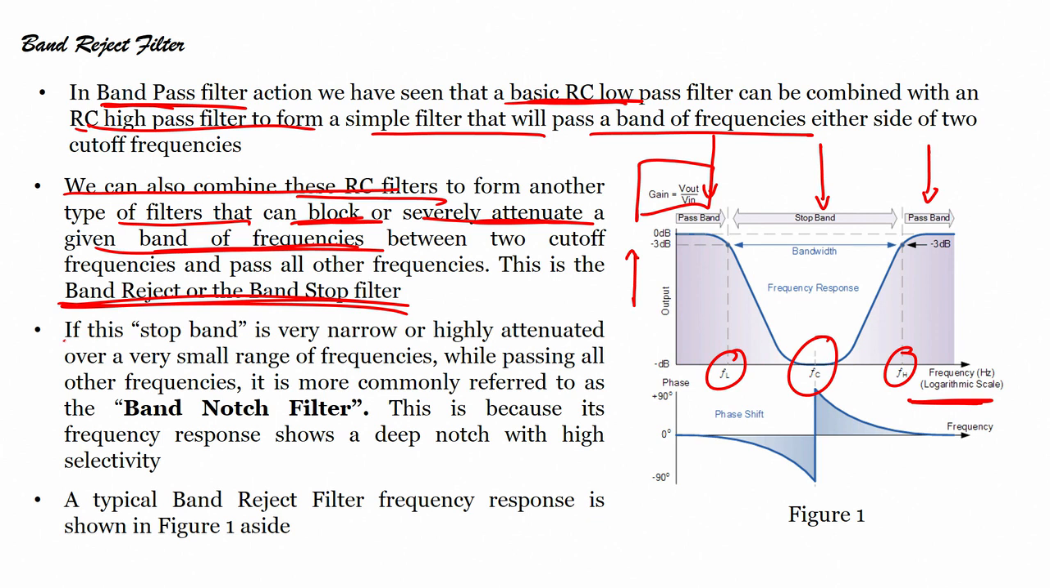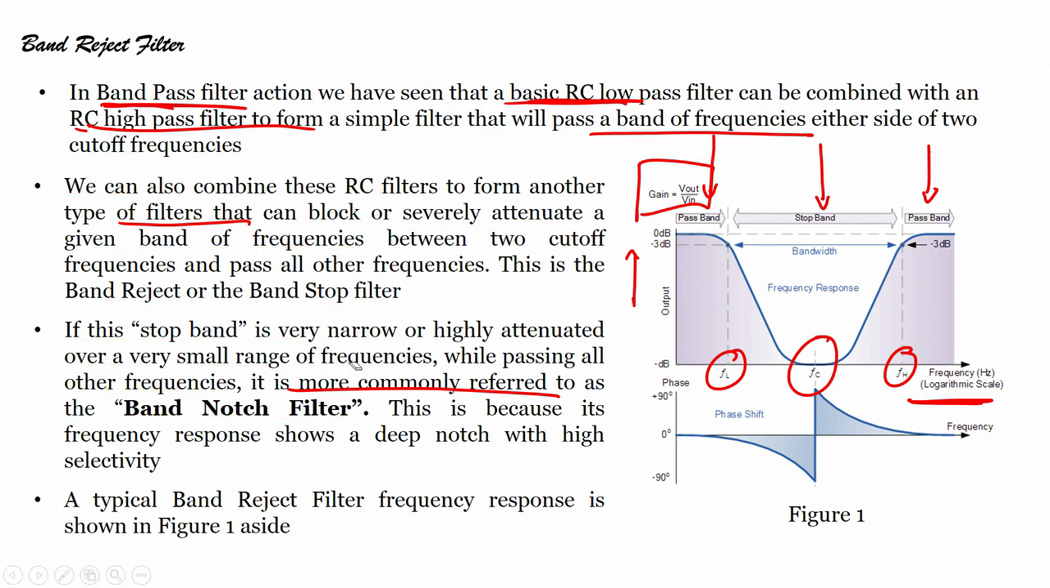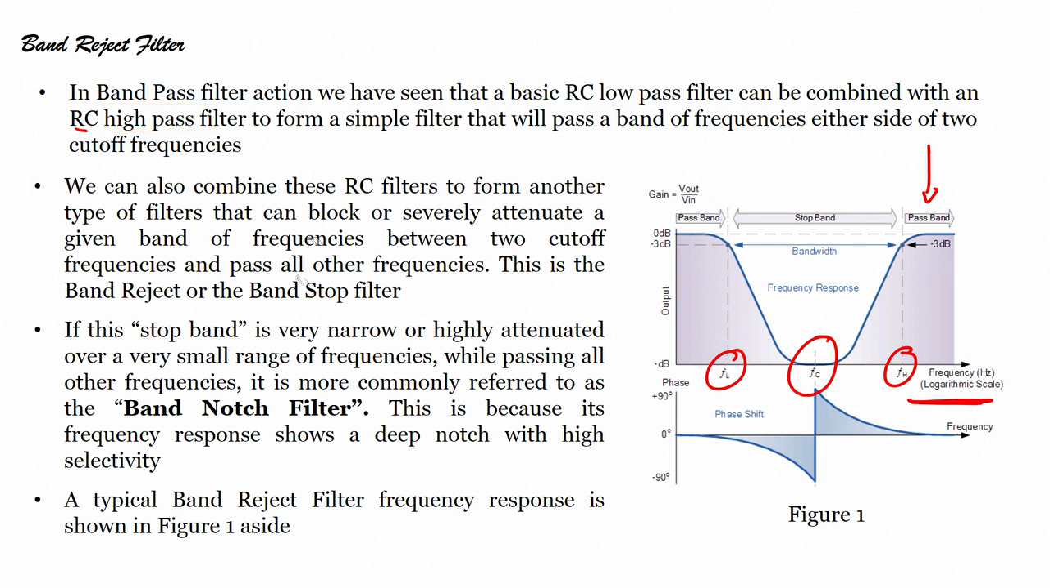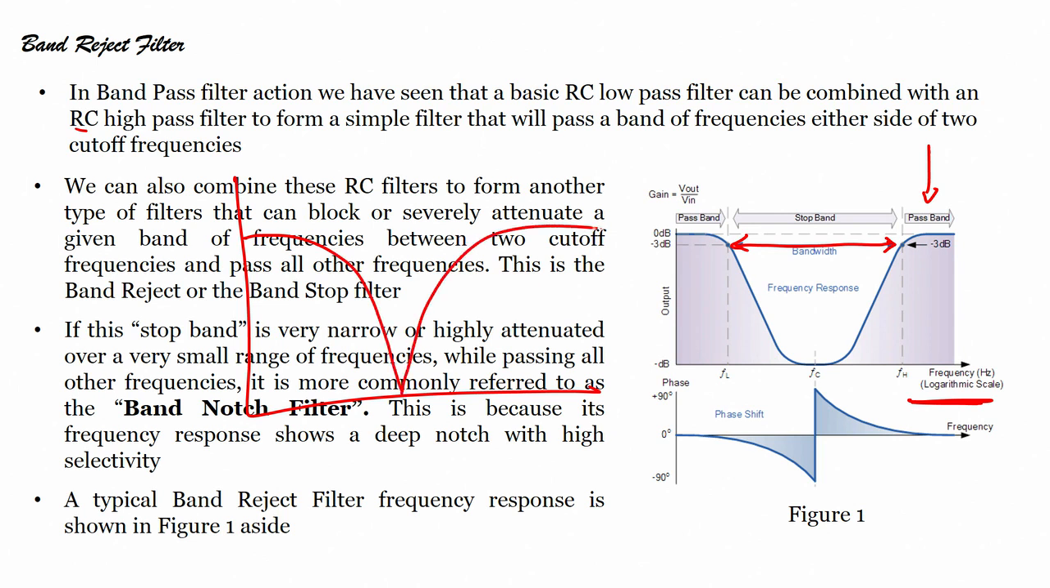okay. So, if this stop band is very narrow or highly attenuated over a very small range of frequency while passing all the other bands, it is more referred to as a band notch filter. What does that mean? It means that if instead of having this bandwidth, I have a very narrow band like this, you see very narrow band, right, then it is called band notch filter.